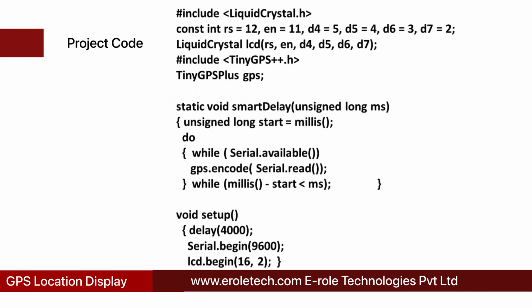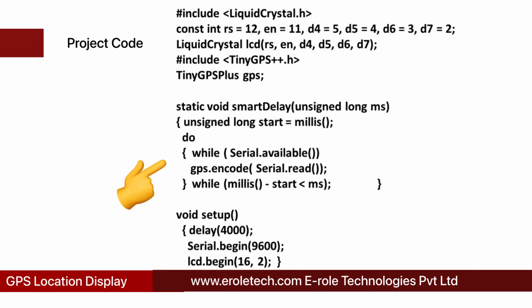To control the LCD display, we will first include its library in the program. To include the library, we will write in the first line #include LiquidCrystal.h. Then we will declare the name of the used pins in the sequence of RS, enable, D4, D5, D6, and D7. To use the GPS module, we will include its library in the program. To include the library, we will write #include TinyGPS.h.